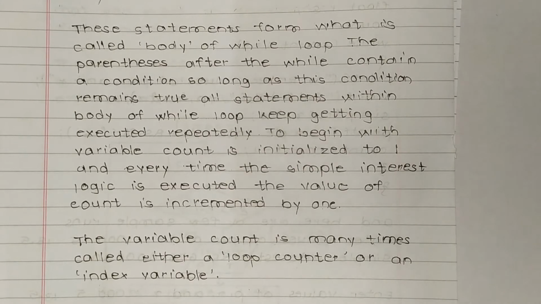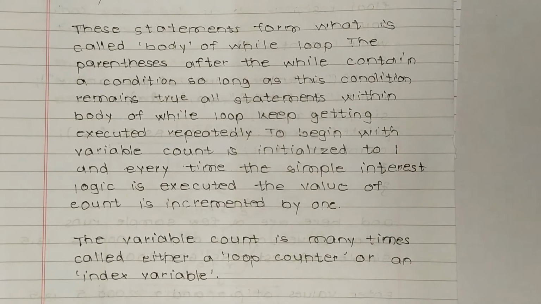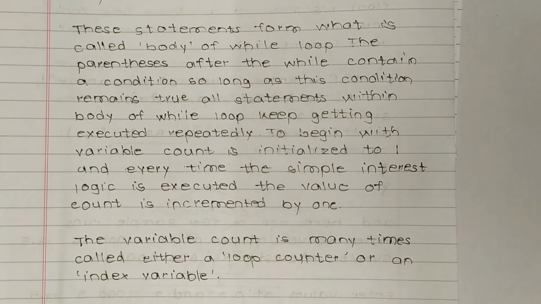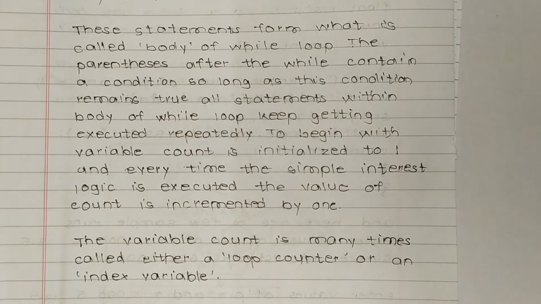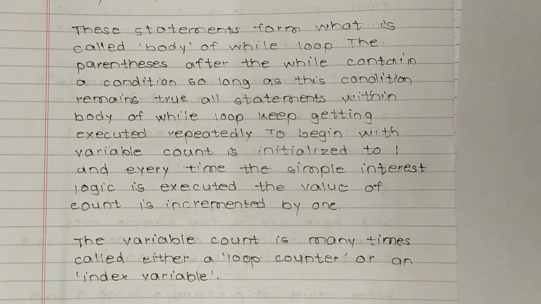To begin with, the variable count is initialized to 1, so we have to begin somewhere. That means we are starting from 1. We can start from 0 also, but we can start from 1 also. We have to initialize from somewhere. And every time the simple interest logic is executed, the value of count is incremented by 1.